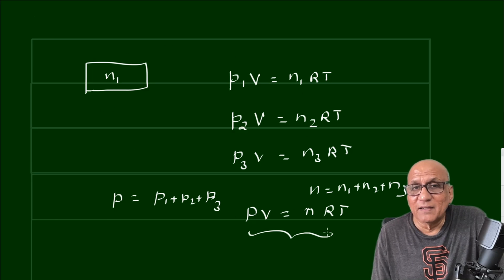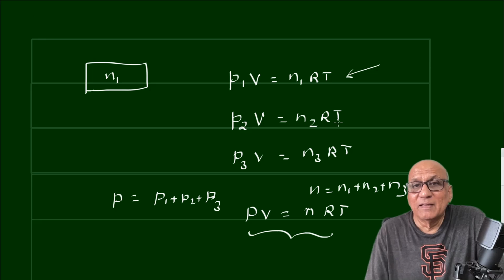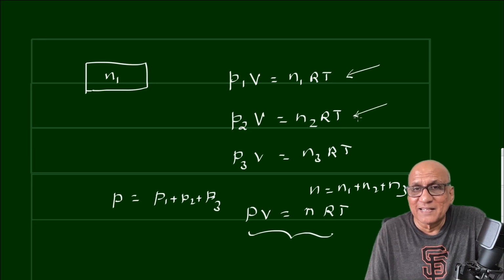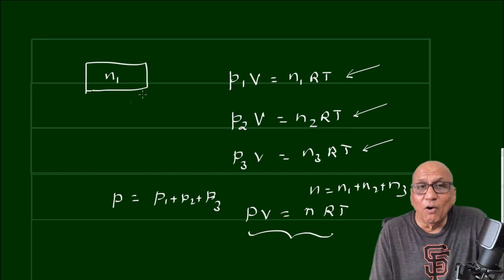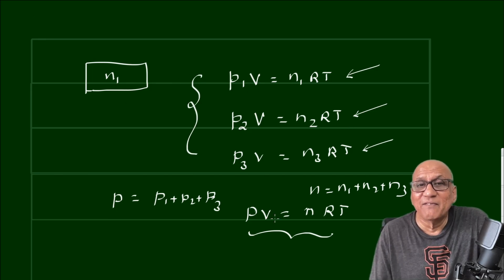But hold on for a second, this is not a proof. Why? Because this equation holds when only this gas is present. This equation holds only when this gas is present. This equation holds only when this gas is present. When all 3 are present as a mixture, there is no guarantee that these 3 equations are valid anymore.